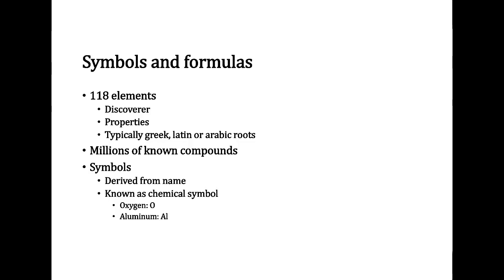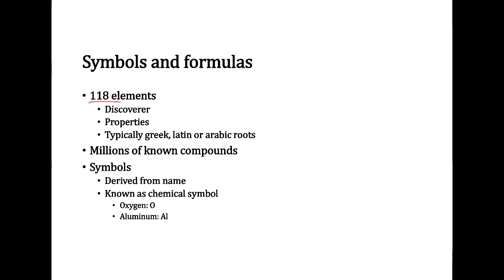So whenever we look at the periodic table, what we'll see is that there are 118 elements that make up the periodic table. They can be named after someone that's discovered elements, or they might be named in tribute of a scientist, but many times it's named after their properties. And these names tend to have Greek, Latin, or Arabic roots.